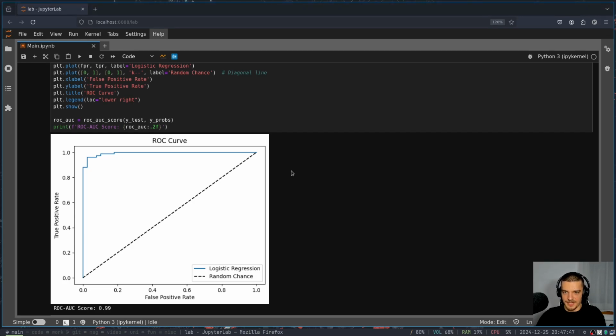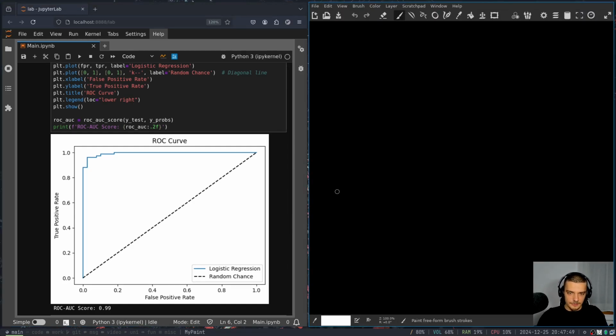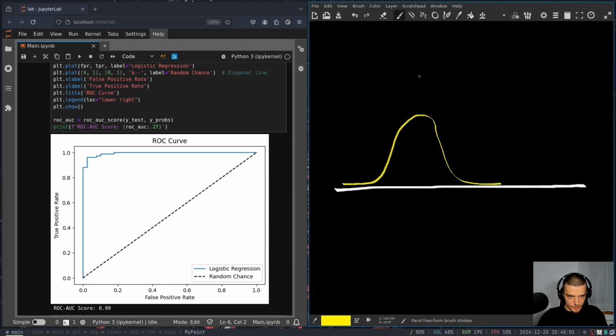Again, let me open up my paint. If I have, let's say, a single feature that I'm looking at, so this would be my one feature, and let's say I have some distribution of this feature, and these are all my negative examples. And then I have another distribution, let's say this one here, and these are all my positive instances. And now let's say I want to have 100% accuracy when I do the classification. It's not going to work because there is a certain overlap here.